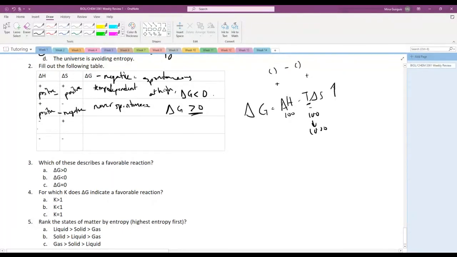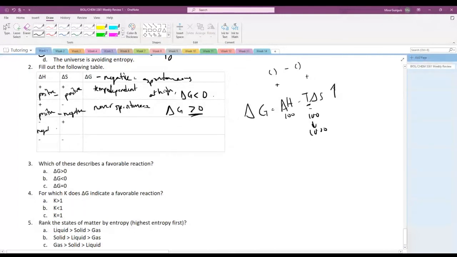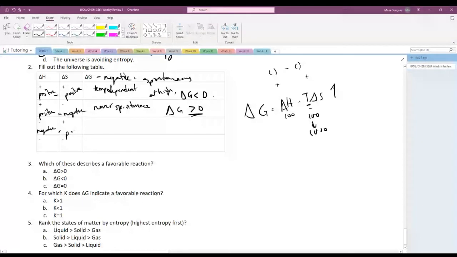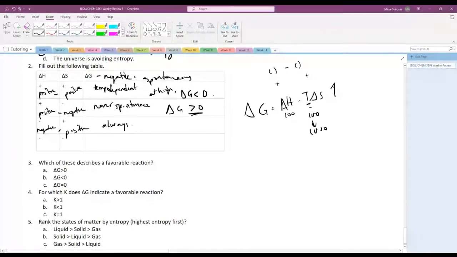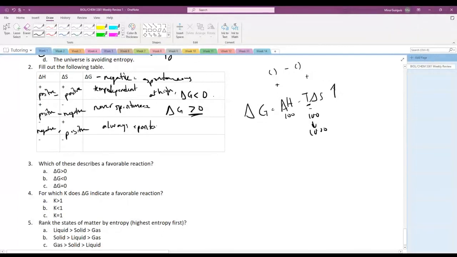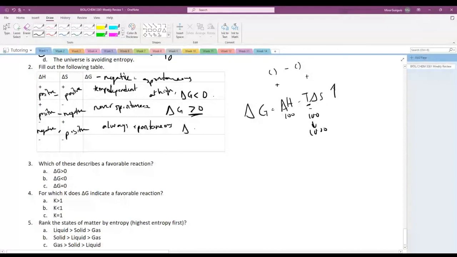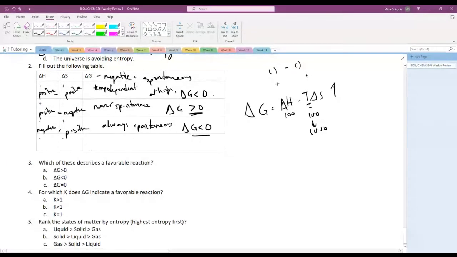Okay? And now when we flip it, so this will be a negative number, and we'll be subtracting a positive number. This will always be spontaneous. And the reason is, it's always going to be negative. Delta G will be negative no matter what.